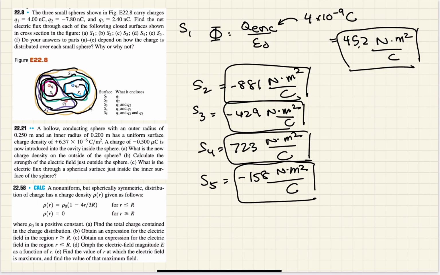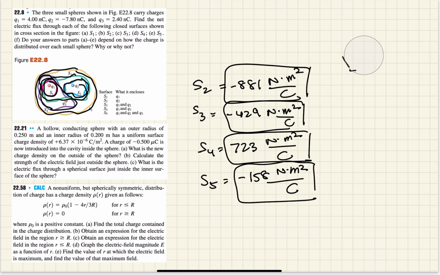And yeah, that's it. For part F though, do they depend on how the charge is distributed over each small sphere? No, because all you care about is how much charge there is, not where the charge is. That's basically everything in this Gauss's law.